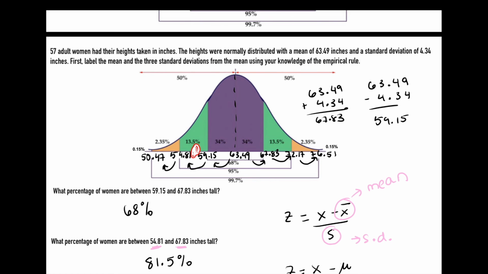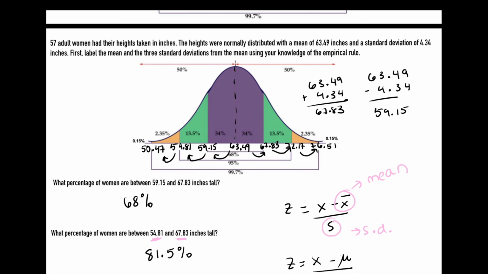If she's 57.16 inches tall, if she's right about here, falling somewhere in between 54.81 and 59.15, we indeed see that she is negative 1.46 standard deviations from the mean. Now, I knew that I should go to the left because it was a negative. If it's a negative, that would imply that she is shorter than the average woman, right? She is shorter than 63.49 inches.